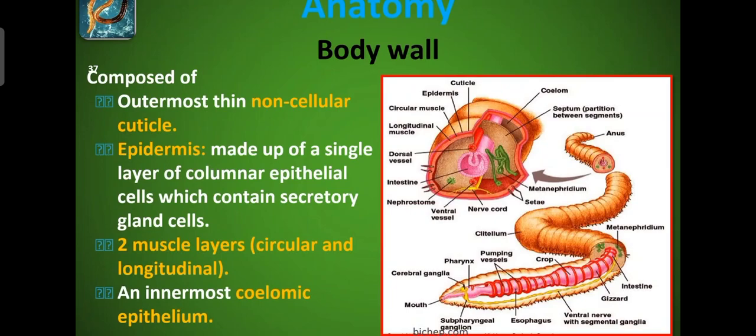Then the next layer is the epidermis, which is made up of a single layer of columnar epithelial cells which contain secretory gland cells. What are columnar cells? What are the gland cells? Already you know. Clear? After that 2 muscle layers are present. First is the circular muscle layer and next to that the longitudinal muscle layer. In the diagram you can see cuticle, epidermis, circular muscle and longitudinal muscle. And after that the innermost portion is the coelomic epithelium. So this together constitutes the body wall.